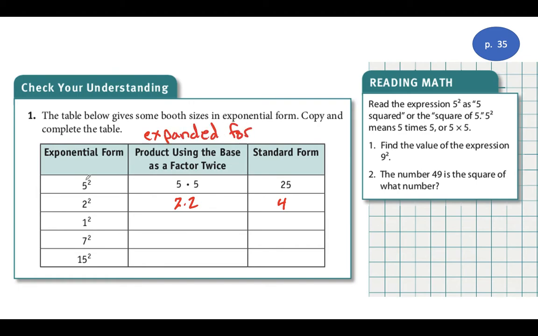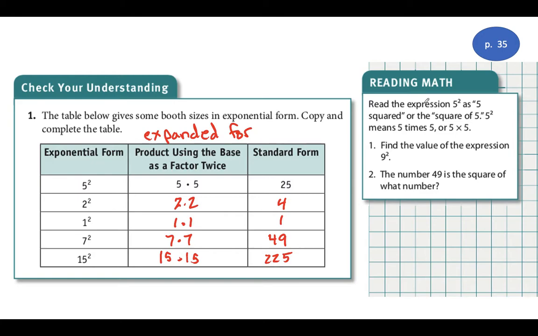So powers, exponents represent repeated multiplication. So instead of writing it with the exponent, we can just write out the factors, right? These are factors because they're being multiplied. So 1 squared is 1 times 1, which gives us 1. 7 squared is 7 times 7, which gives us 49. 15 squared is 15 times 15, which gives us 225.